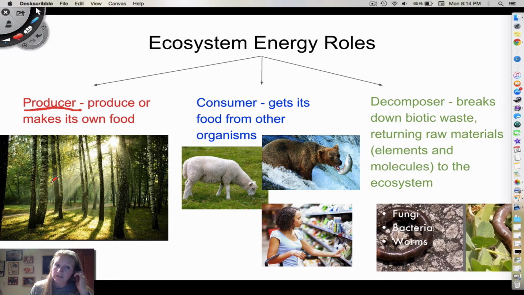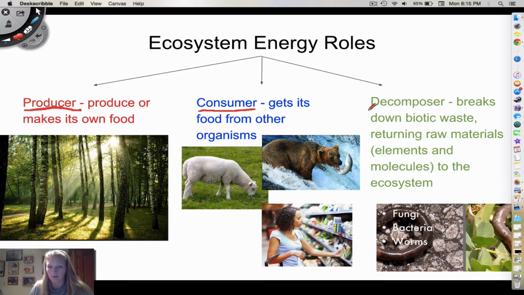We're going to come back to each of these and look at examples, but just to give you an overview. The second type of energy role is a consumer, and this is what we are. We are consumers. We get our food from other organisms, and that means that we get our food from other animals or from other plants.